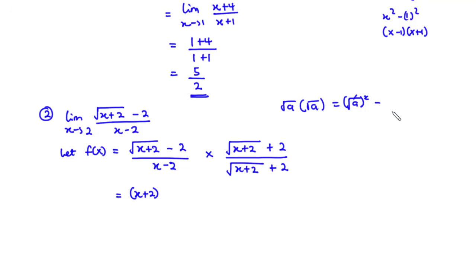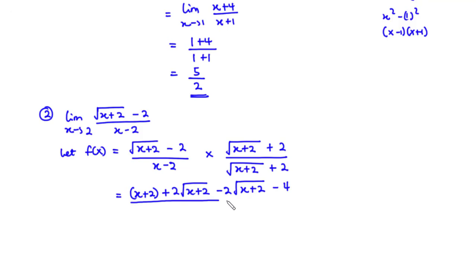So that is square root of x plus 2 plus square root of x plus 2 is equal to x plus 2. Now we have square root of x plus 2 times 2. That is 2 times the square root of x plus 2. Next, we have negative 2 times square root of x plus 2. That is negative 2 times square root of x plus 2. And then negative 2 times 2 is negative 4.